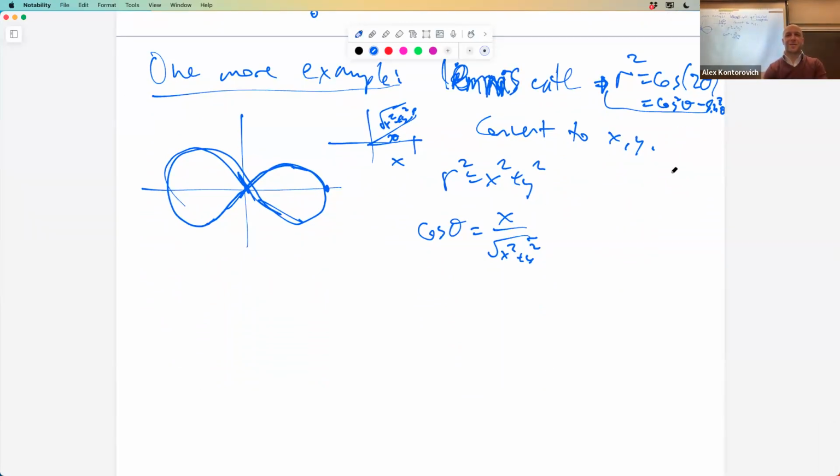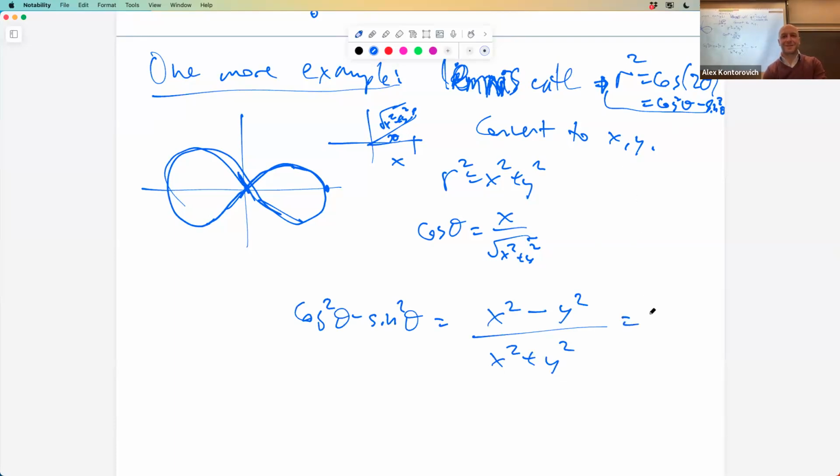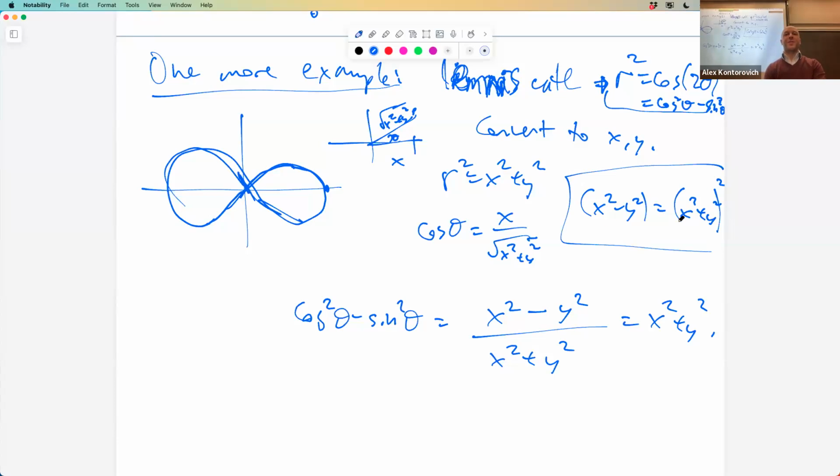So what is the cosine squared minus sine squared? Exactly. And r squared. Great. So you can multiply through by x squared plus y squared if you like. And equivalently, x squared minus y squared is equal to x squared plus y squared, squared. Okay, so maybe that's a better way of thinking about this than thinking about what happens to square roots of negatives.